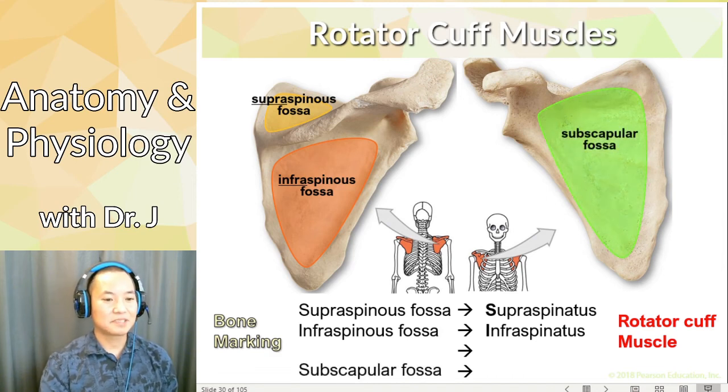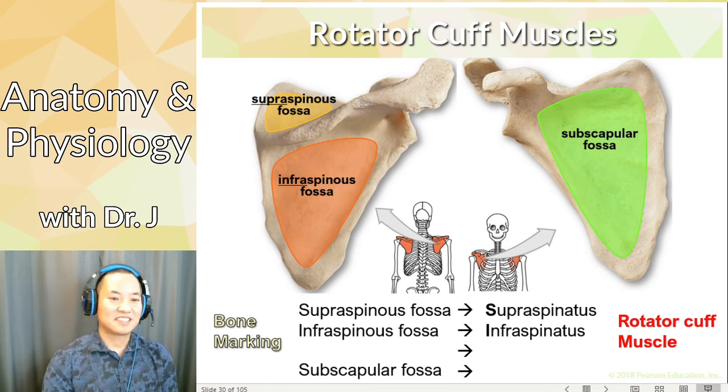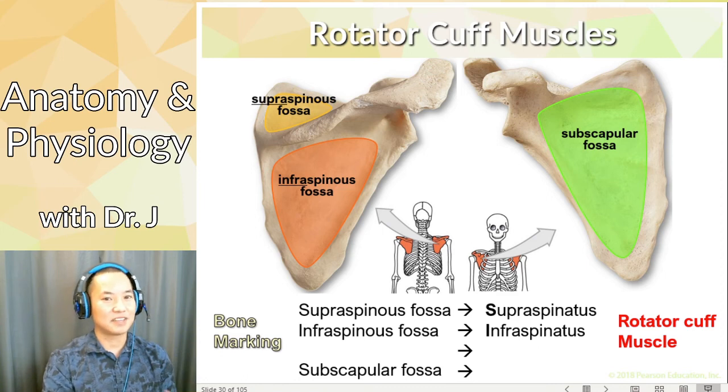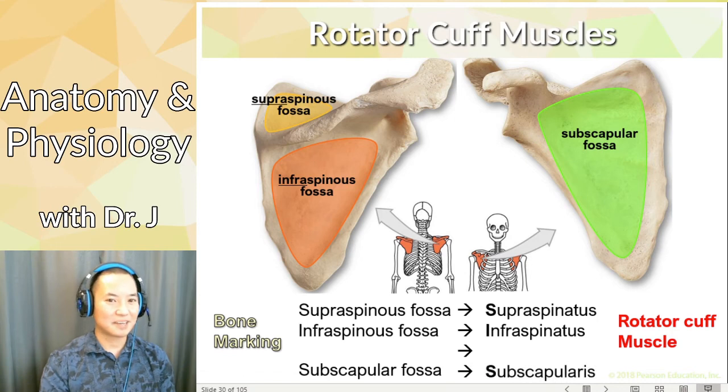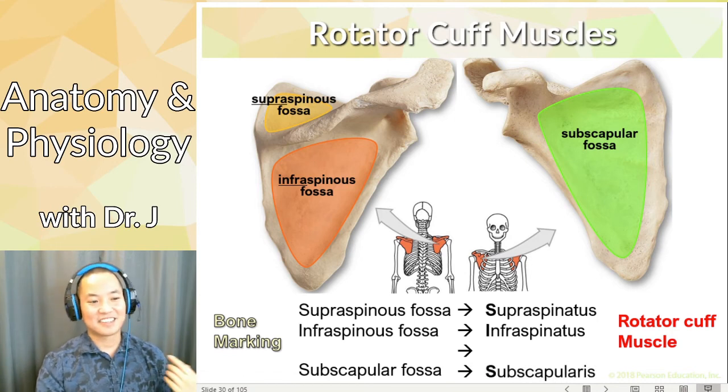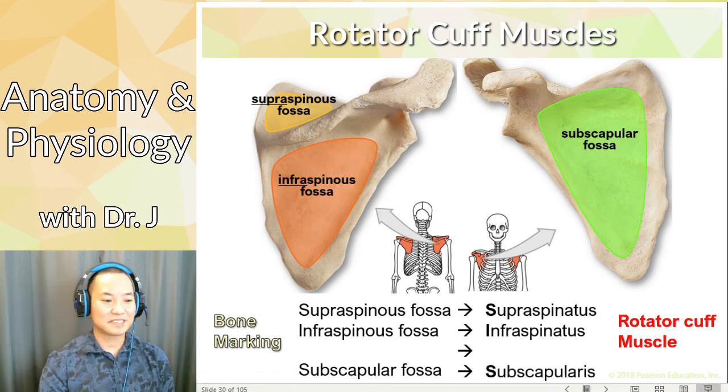And then you have the subscapular fossa. So in that same logic, if the supraspinatus attaches to the supraspinous fossa, and the infraspinatus attaches to the infraspinous fossa, what muscle do you think attaches to the subscapular fossa? Maybe we should call it the subscapularis. So again, now you know three of the rotator cuff muscles. And what's the last one? There are four major rotator cuff muscles.